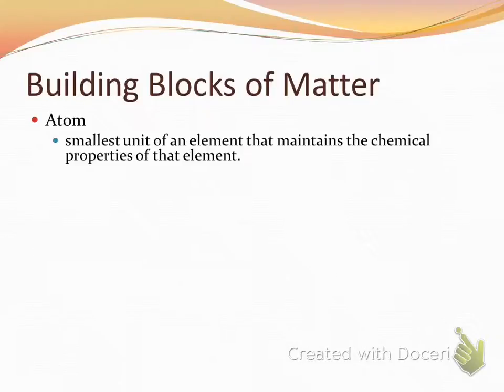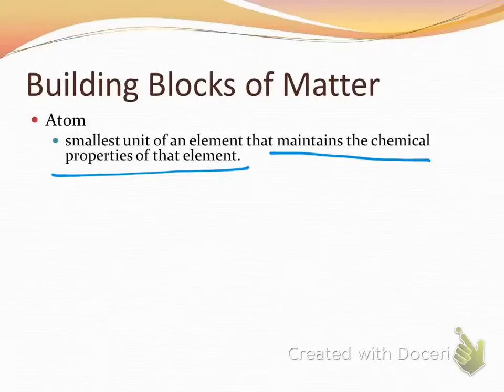Everything in this world that contains matter, that has matter, is built from an atom. We've heard the word atom before? Yes, hopefully? All right, good. So the atom is the smallest unit of an element that contains all of those chemical properties. And that last part is extremely important. So you might want to underline that part, that maintains the chemical properties of that element.